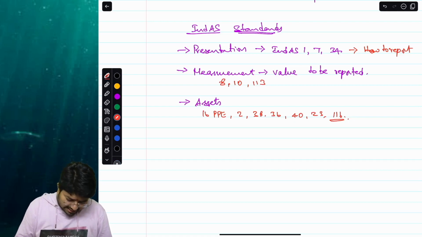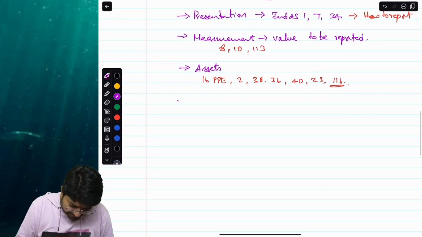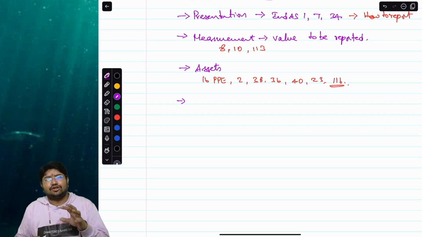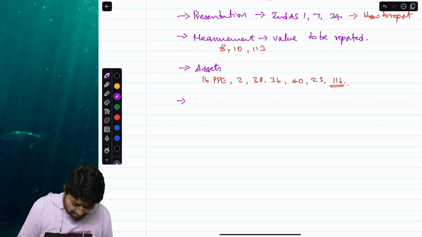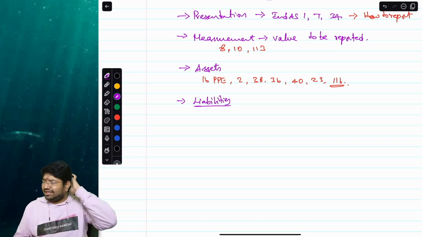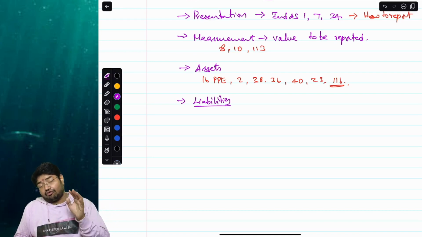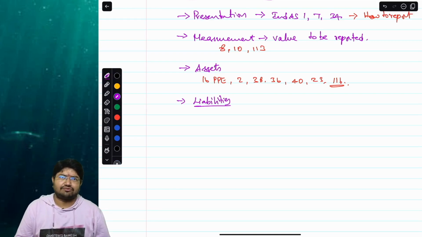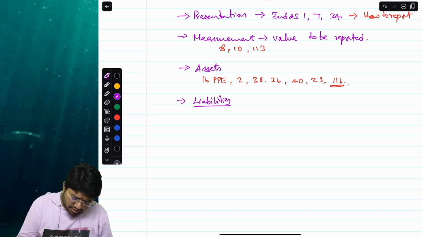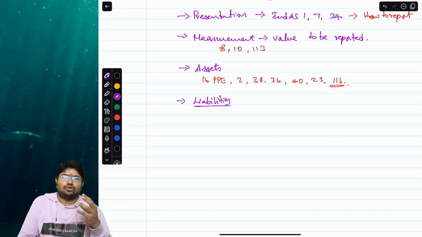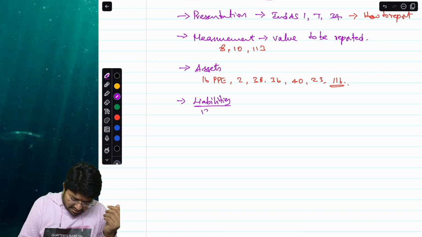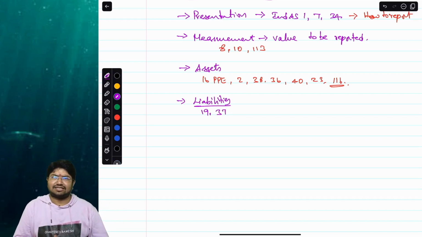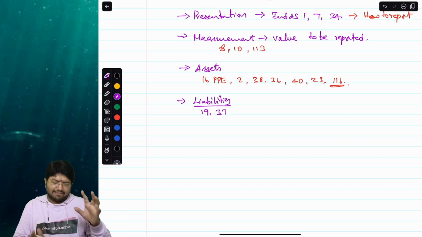Okay, and then you have standards relating to your liabilities. When I say liabilities, it is more on what amount of liability should be shown in the balance sheet. So there are liabilities relating to employee benefits. 19 talks about it, or else 37 talks about provisions, contingent liabilities and contingent assets. So these are from a liabilities perspective.